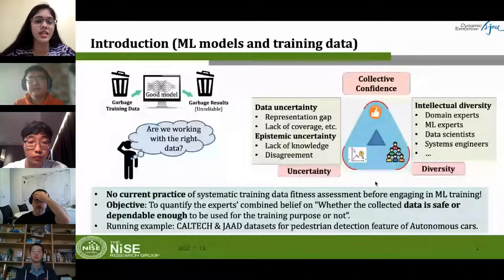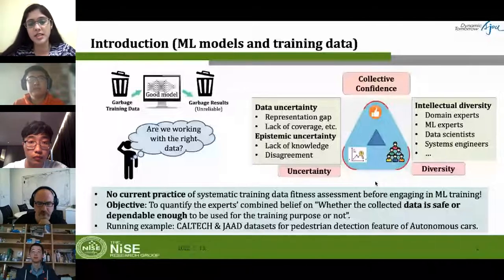If the training data quality is not good, then it will end up with unreliable results. Therefore, we should ask the question: are we working with the right data? However, currently there is no practice of systematic training data fitness assessment before engaging in machine learning training. Therefore, in this work, we try to cover three aspects.